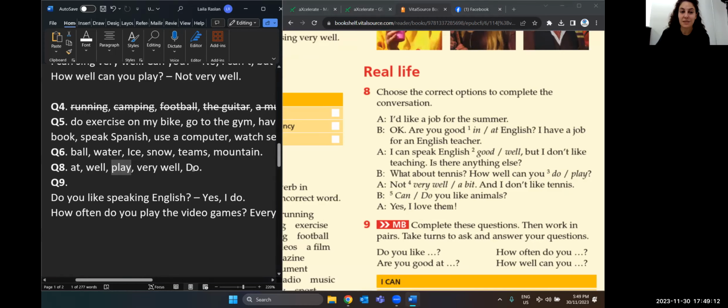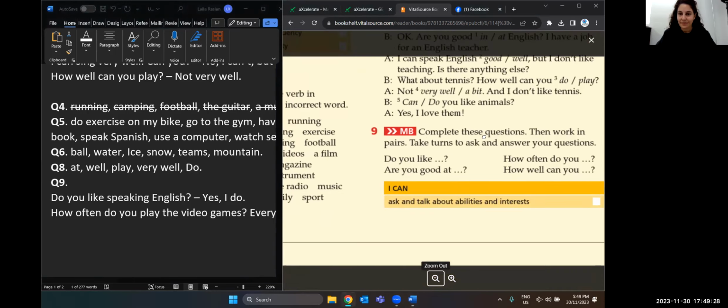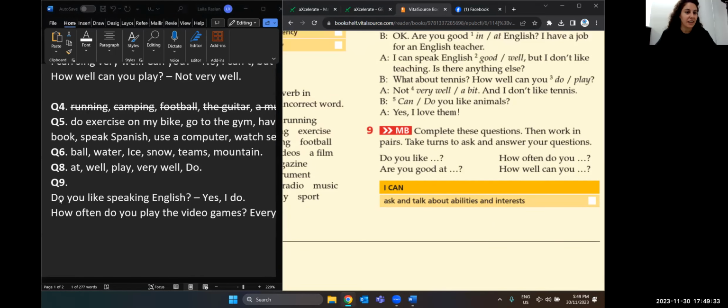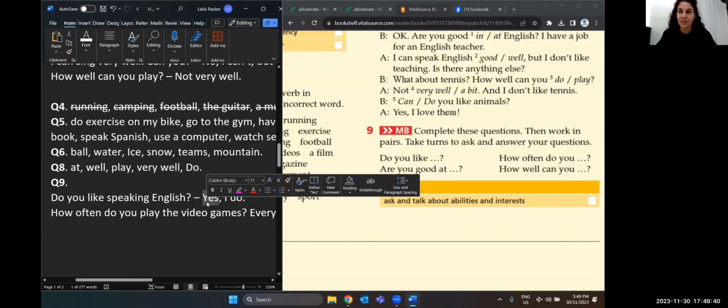Do you like animals? Remember, it's not, do you know how to like animals? That doesn't make sense. It's do you like animals, which is a present simple question. Yes, I love them. Okay, so let's make some questions. Do you like speaking English? Now, if it's a do question, you answer with yes or no first, and then yes, I do, no, I don't.